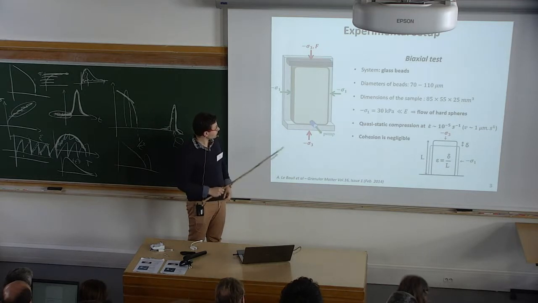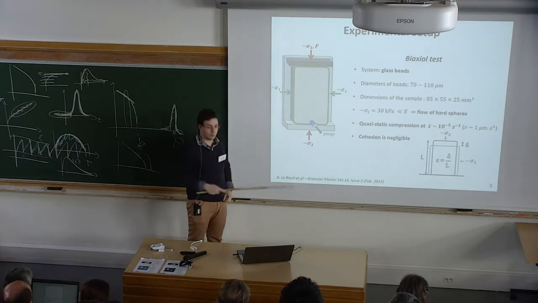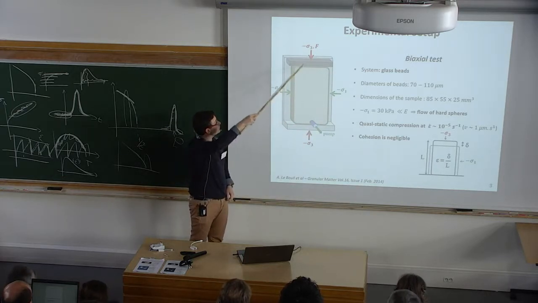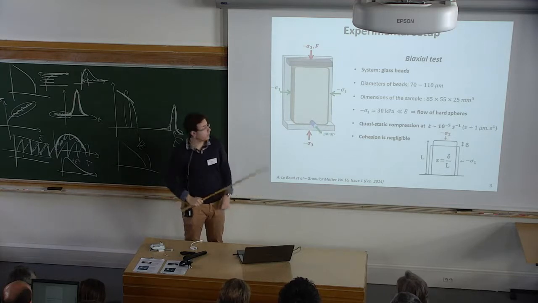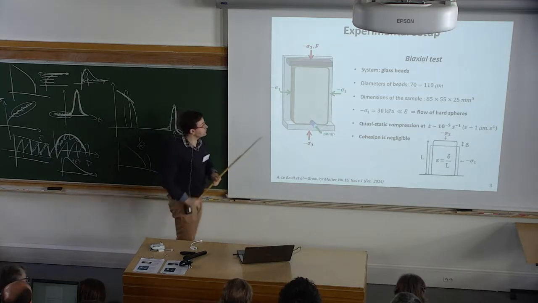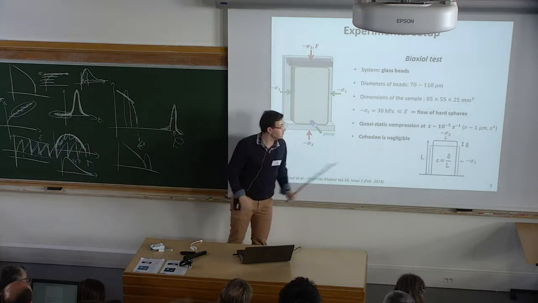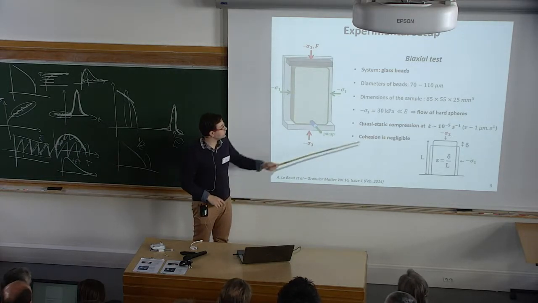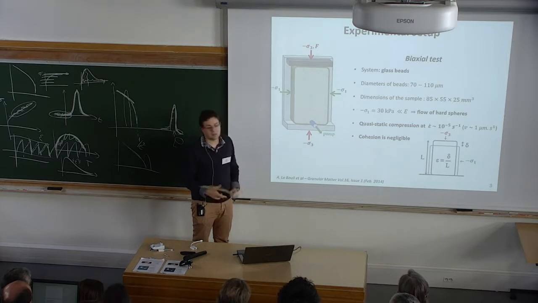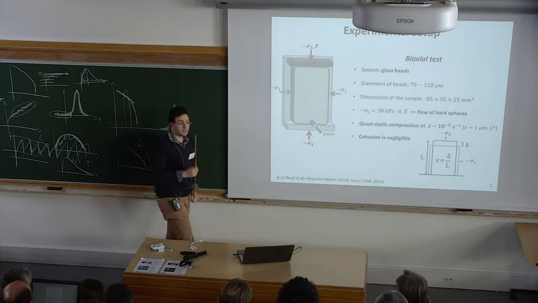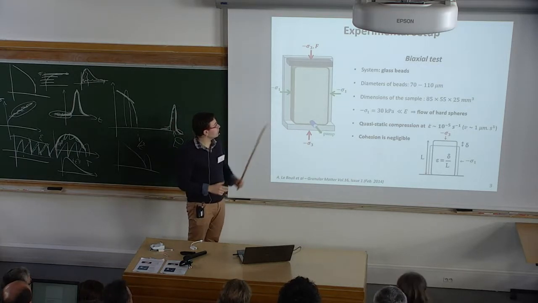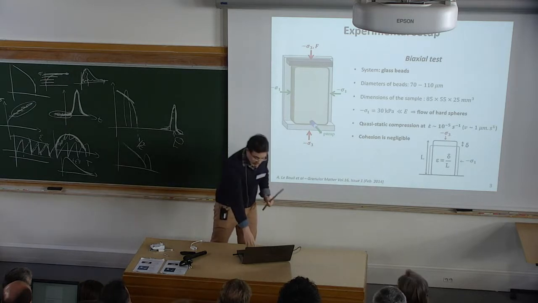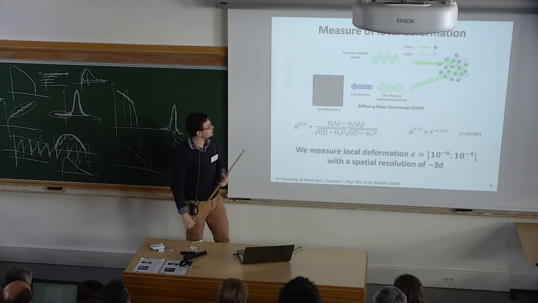And then our sample can't move to the bottom, to the back, or to the front, and we apply a force at the top. This is a quasi-static compression with a strain rate around 10⁻⁵ per second. And inside our material, the cohesion is negligible. We observe rearrangements inside our material by using an optical technique, the diffusing wave spectroscopy.